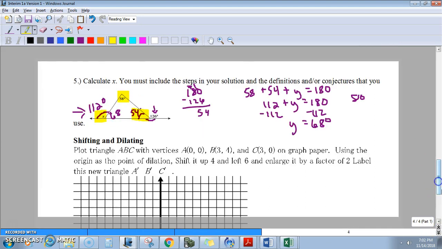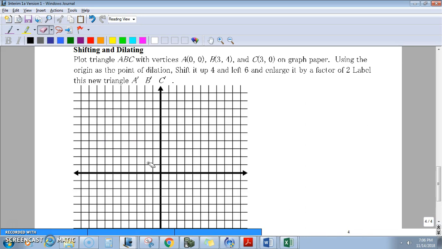So what's next? What's next is shifting and dilating. I'm not sure if I caught everybody, but in this particular case, you need to dilate first. So I will show you what happens here. Let's plot our original one. We have A is 0, 0. B is over 3 and up 4. And C is 3, 0.